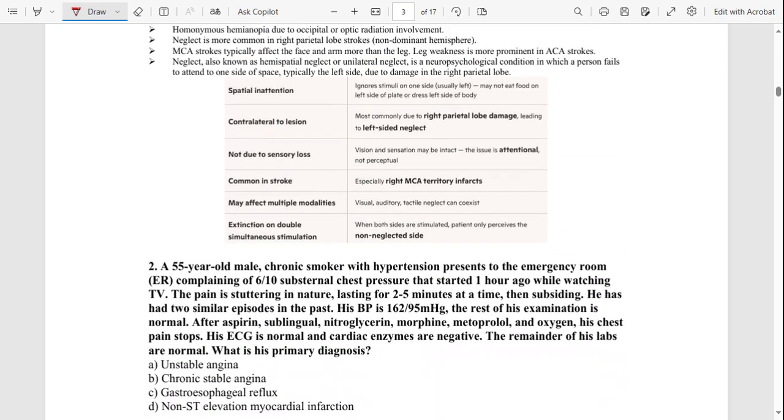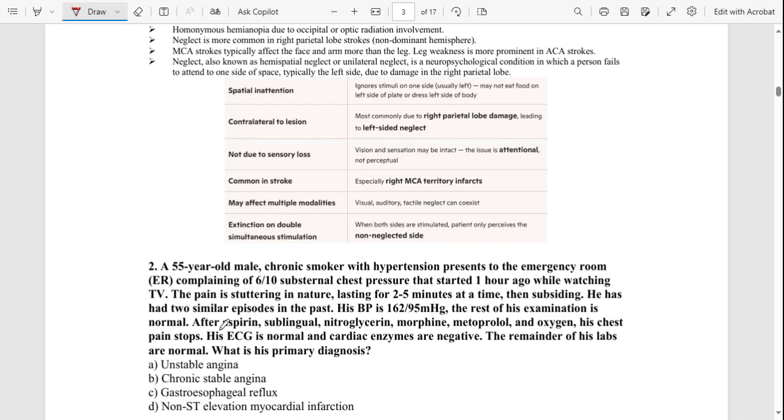Number two is saying a 55-year-old male chronic smoker with hypertension presents to the emergency room complaining of 6 over 10 substernal chest pressure that started 1 hour ago while watching TV. The pain is stuttering in nature, lasting for 2 to 5 minutes at a time, then subsiding. He had two similar episodes in the past. His BP is 162 over 95. The rest of the examination is normal.